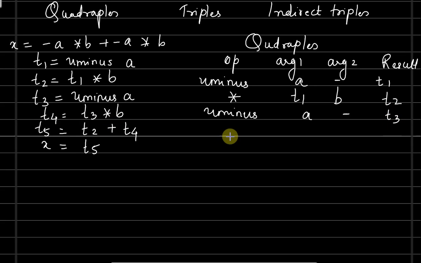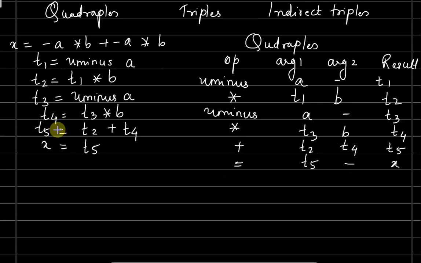T4 is equal to T3 into B, operator is star, argument 1 is T3, argument 2 is B, and the result is stored in T4. Next, T5 is equal to T2 plus T4, operator is plus, argument 1 is T2, argument 2 is T4, and the result is stored in T5. And finally, X is equal to T5. Assignment statement. So operator is equal to, argument 1 is T5, and the result is stored in X. This is dash. And this is quadruples representation of 3 address code statements.